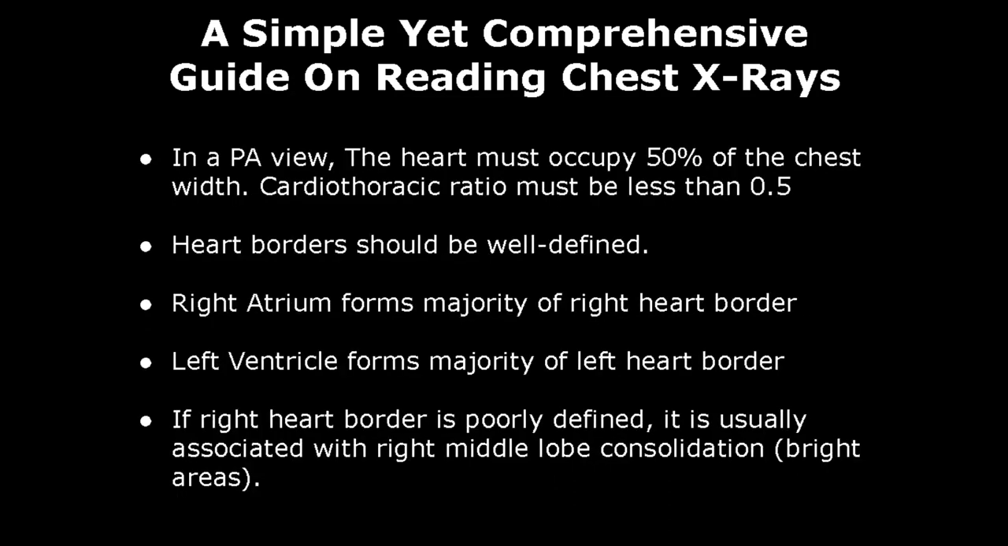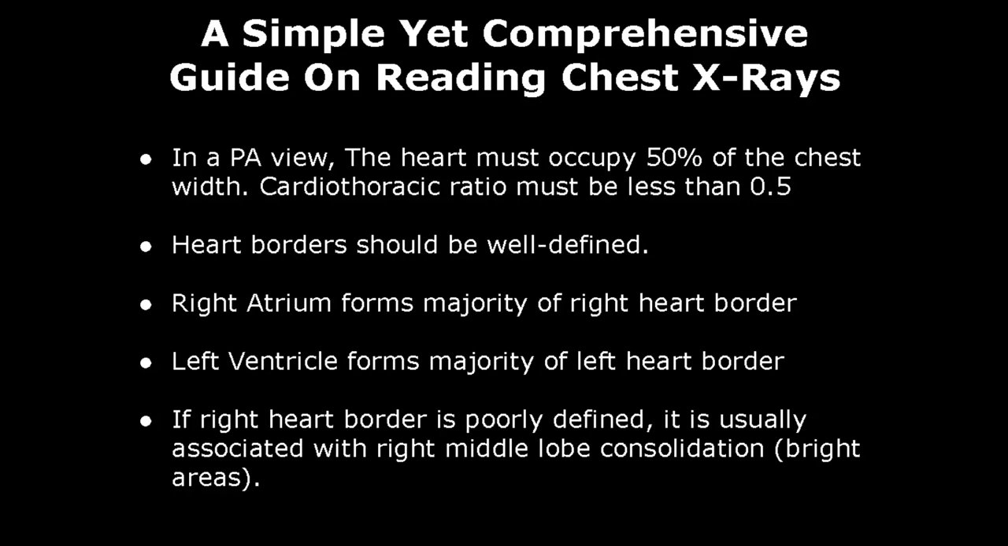In a PA view, the heart must occupy 50% of the chest width, and the cardiothoracic ratio must be less than or equal to 0.5. The heart borders must be well defined.